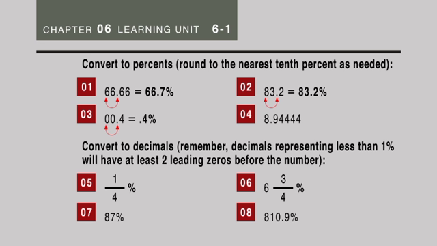Number 4, 8.94444. We're going to be moving the decimal place 2 places to the right, adding a percent sign, dropping some of those 4s so we can get to the 10th percent. So we're at 894.4%.